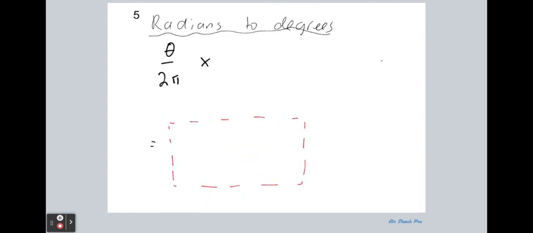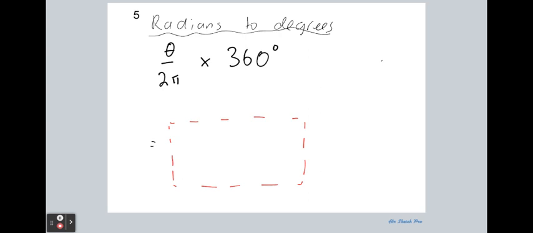Similar idea here. If you've got a radian measure and you need to go to degrees, then you're just going to go theta over 2 pi. That's the angle that you had over 2 pi. And then you're going to multiply it by, anyone want to take a guess? Starts with 3, ends in 60. Hey, you guys are good. So you multiply by 360 and put the degree symbol there.